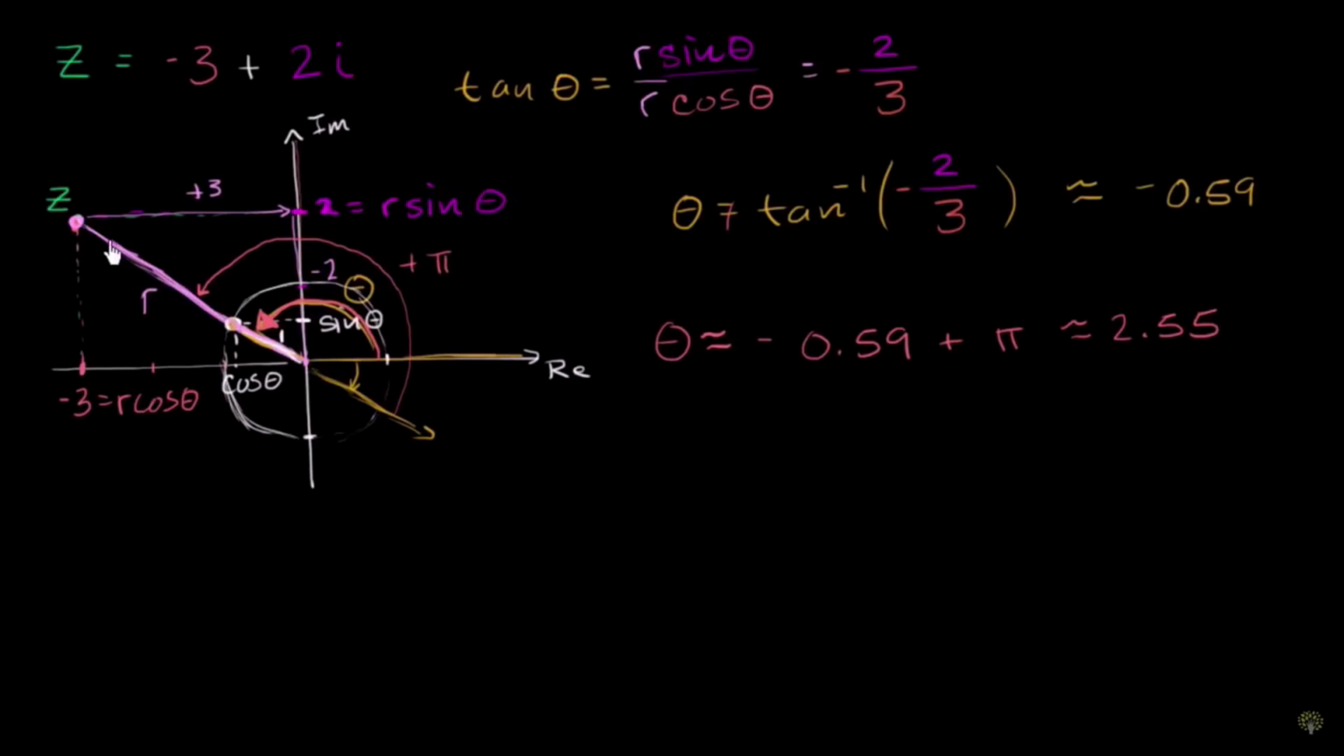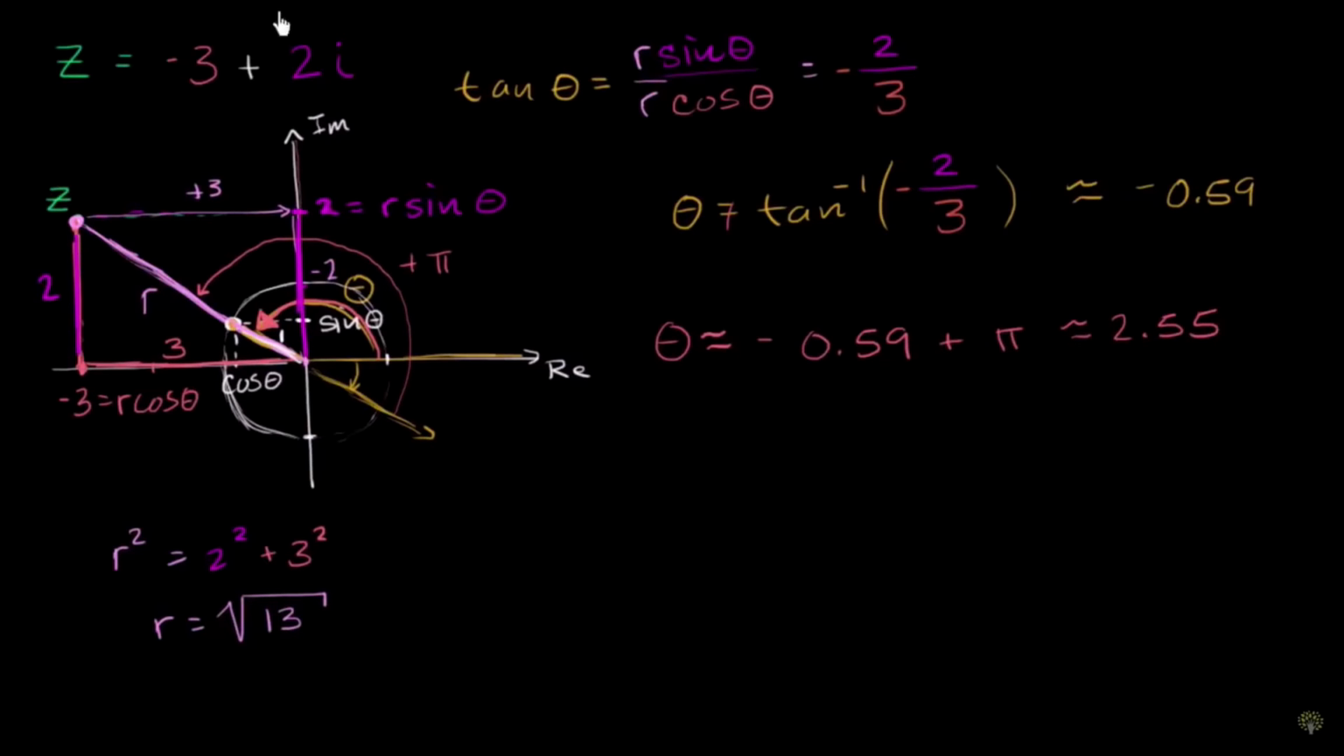Now we just have to figure out the length, what r is. And that we can just use the Pythagorean theorem for. We could set up a right triangle. We know that this distance right over here is 2, because this distance right over here is 2. And we know that the coordinate here is negative 3, but the distance here is just 3. So we know from the Pythagorean theorem that r squared is equal to 2 squared plus 3 squared, or that r is equal to the square root of 4 plus 9, which is 13. And so there we have it. We know r is equal to the square root of 13, and theta is 2.55 radians.